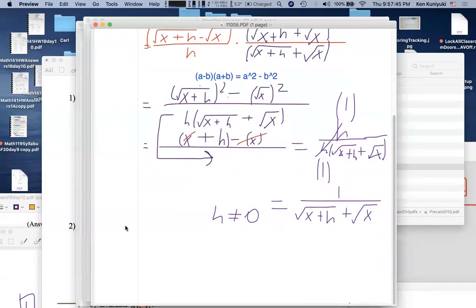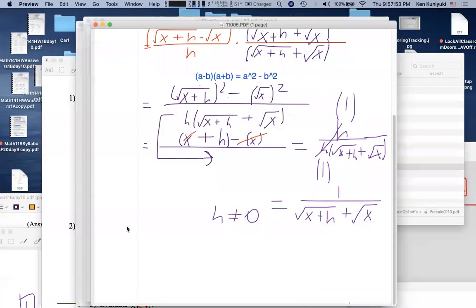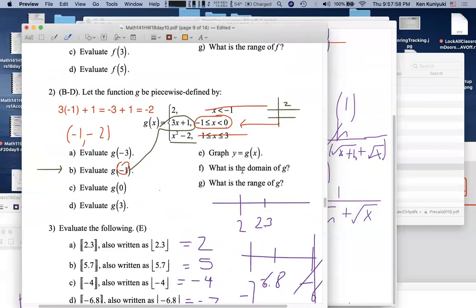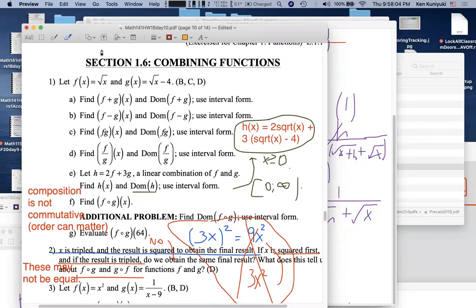Professor, did you go over 1.61e? Yeah, okay. Wait, what was that again? 1.61e, the linear combination. I looked at the notes and tried to figure out how to do it, and I was just genuinely confused on where to start. H of x equals 2f of x plus 3g of x. All right. So h of x equals 2 times root x plus 3 times this quantity. That's what I have written here. And then you would distribute the 3 and simplify.